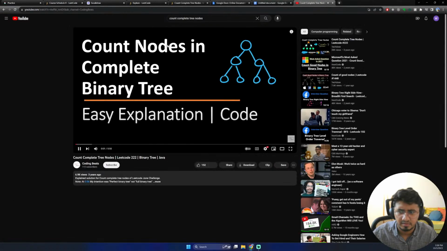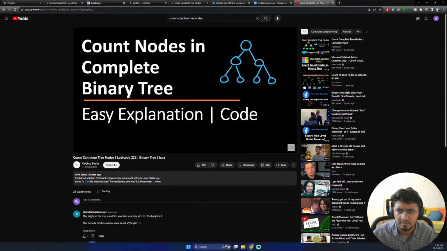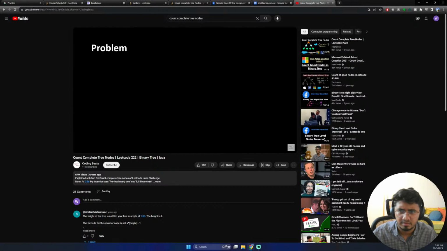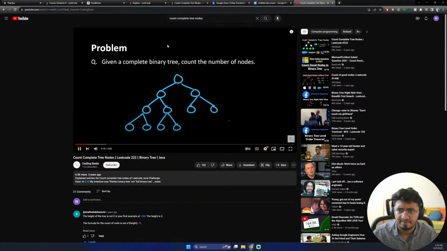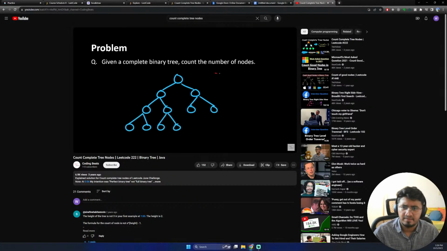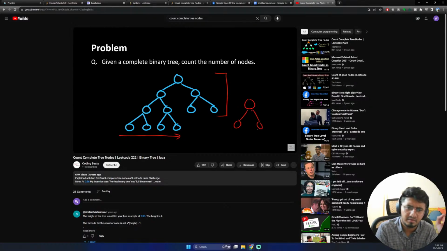Hello guys, so today we are going to see a problem from LeetCode called count number of nodes in a complete binary tree. The problem statement is simple: given a complete binary tree, count the number of nodes. A complete binary tree is a full binary tree till the h minus 1th level, and at the last level the nodes will be filled from left to right. So this is a complete binary tree, and this is not a complete binary tree because the last level is not filled from left.